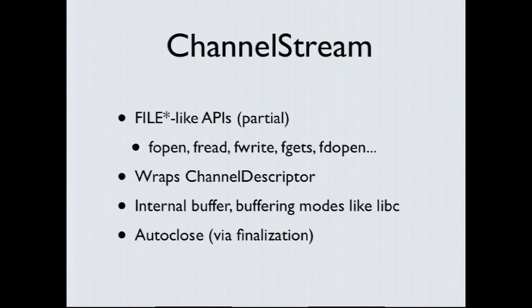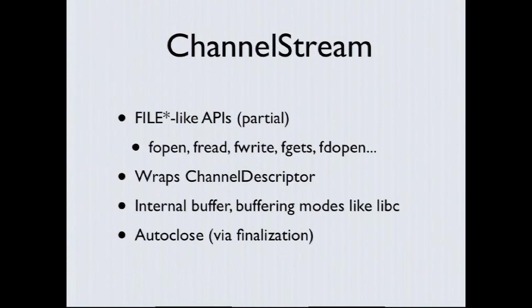ChannelStream is the next level up, simulates a FILE star in POSIX, the wrapper around a file descriptor with buffering and whatnot. And so this is your fopen, fread, fwrite, etc. We have the basic buffering modes that you would expect internally. Try to buffer pretty much like libc does. And we do have some support for auto-closing, which, via finalization is not very guaranteed, but it's one of the things that we've added in there to support Ruby's auto-closing, which it does have. Love these implementations with crappy GCs.